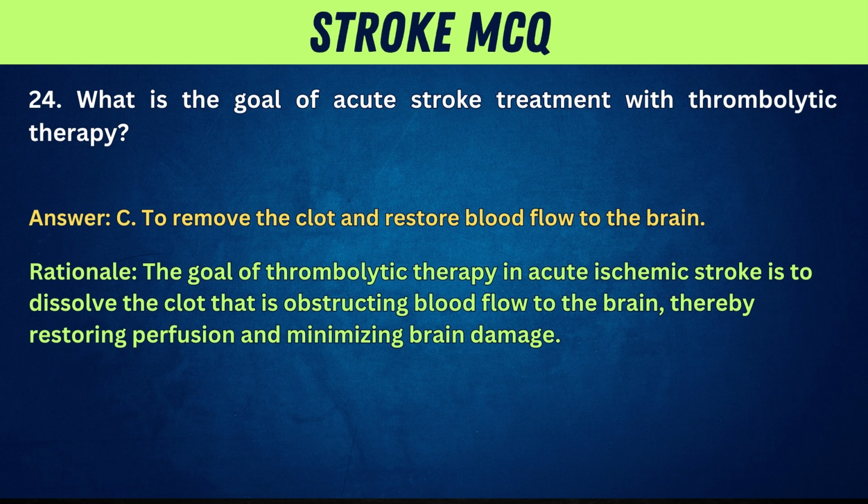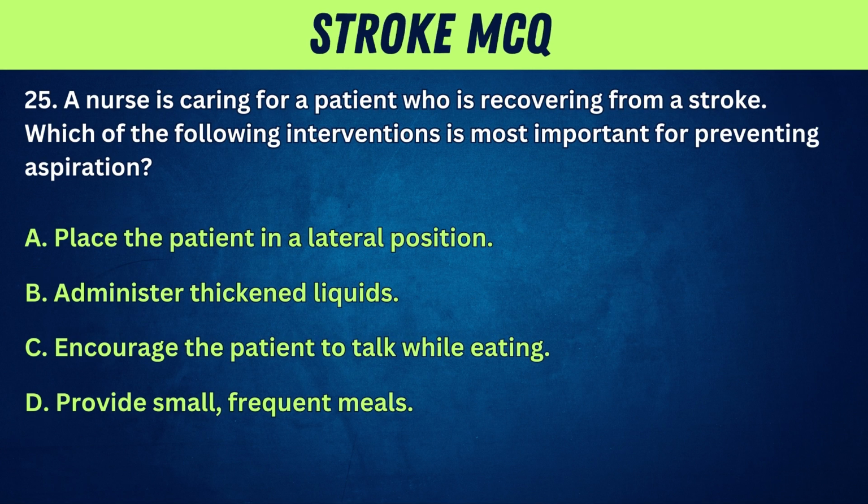Rationale: the goal of thrombolytic therapy in acute ischemic stroke is to dissolve the clot that is obstructing blood flow to the brain, thereby restoring perfusion and minimizing brain damage. 25. A nurse is caring for a patient who is recovering from a stroke. Which of the following interventions is most important for preventing aspiration?